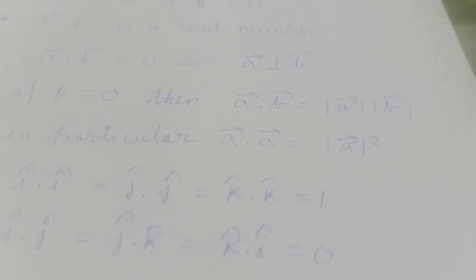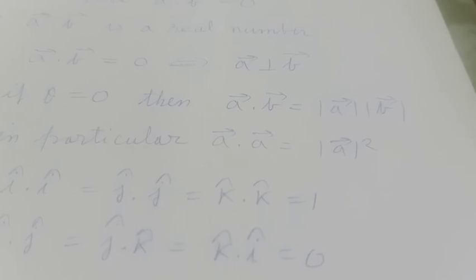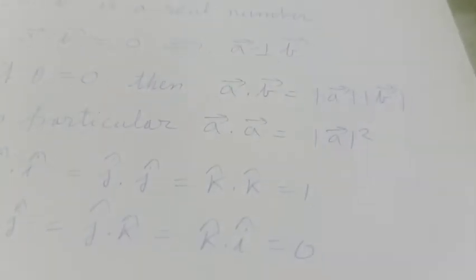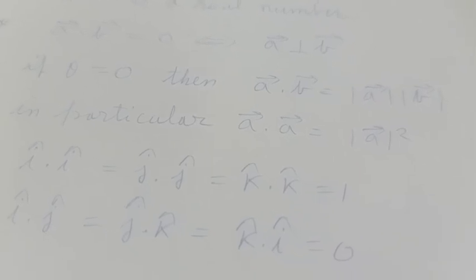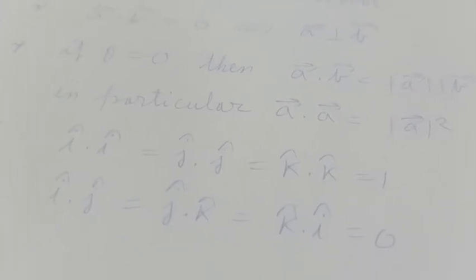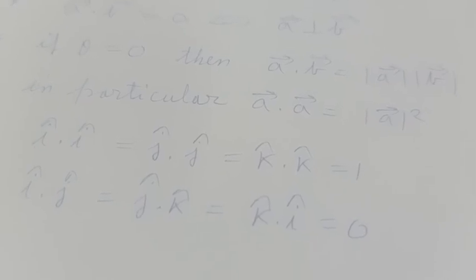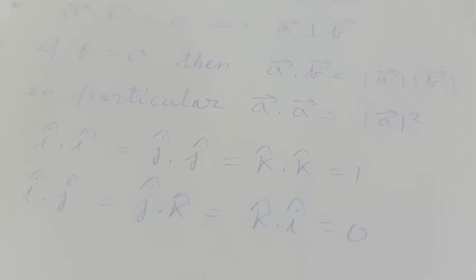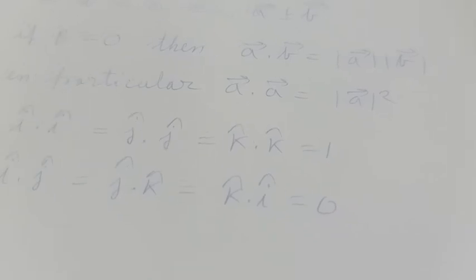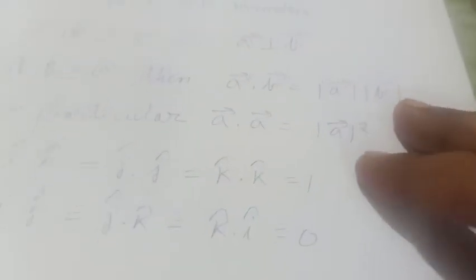Okay, because in this case theta equal to 0, therefore cos 0 equal to 1, and mod of i is 1, mod of j is also 1, and mod of k is also 1. So we can say i dot i, j dot j, k dot k equal to 1, and i dot j equal to 0. Why? Because theta will be 90, cos 90 will be 0. So i dot j, j dot k, or k dot i equals 0.